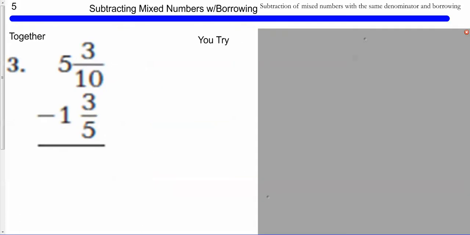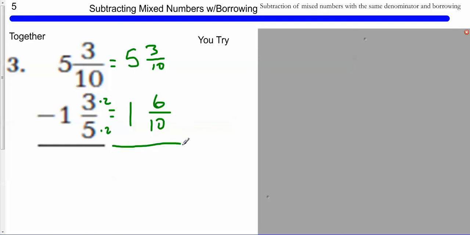Okay, let's try this next problem. First thing, got to find a common denominator. 5 and 3/10 equals, if you said your common denominator was 10, you are correct. So I have to multiply by 2, 2 times 3 is 6.